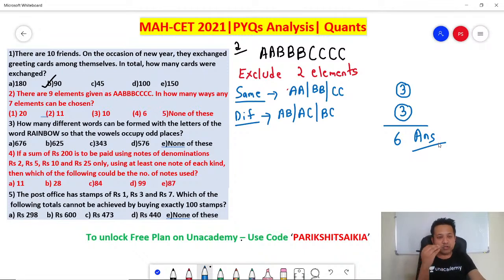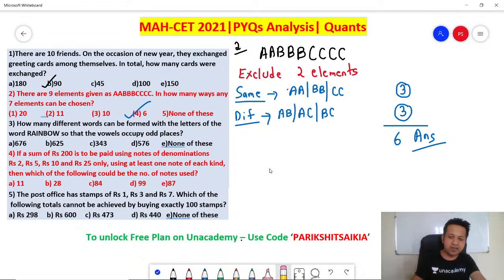Remember, out of 9, if you exclude 2, automatically you are selecting 7. So selecting 7 can be thought of the other way around, as excluding 2. Answer for the second one is 6. Got it? Any doubt? Anyone with a doubt? Got it, right? Let's go to the next one.